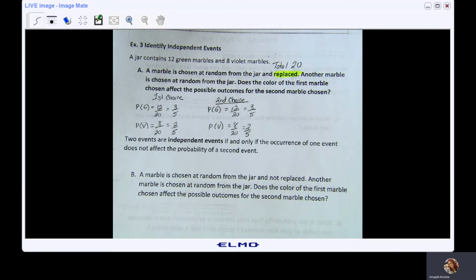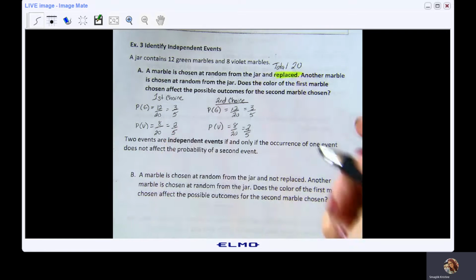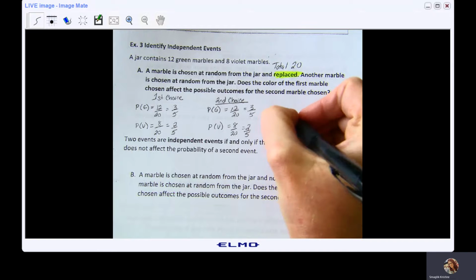So 2 events are independent events if and only if the occurrence of one event does not affect the probability of a second event, which is what we just saw here. This is independent.